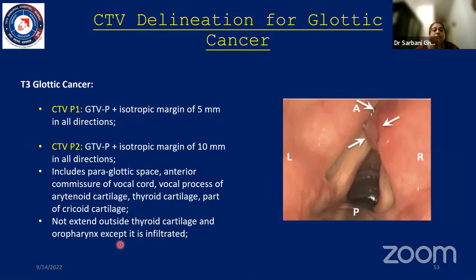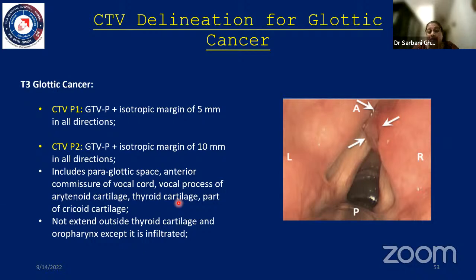Okay. Now for T3 glottic cancers, you need to understand. Essentially, what you need to remember when you're reading this paper and when you're looking at disease and scans is that you need to include the gross tumor that you've seen and evaluated.